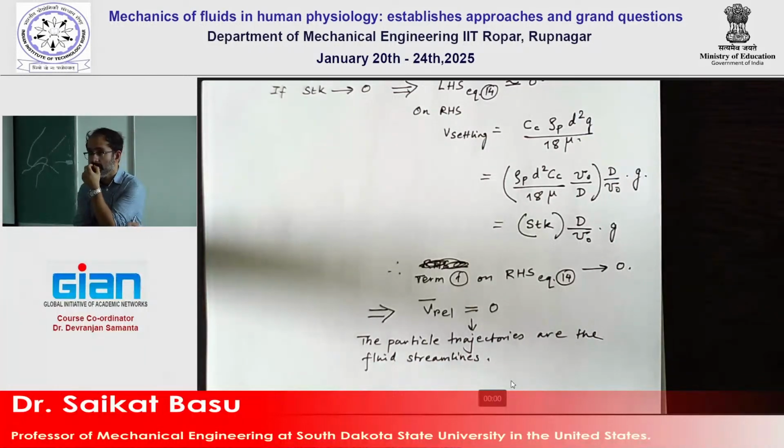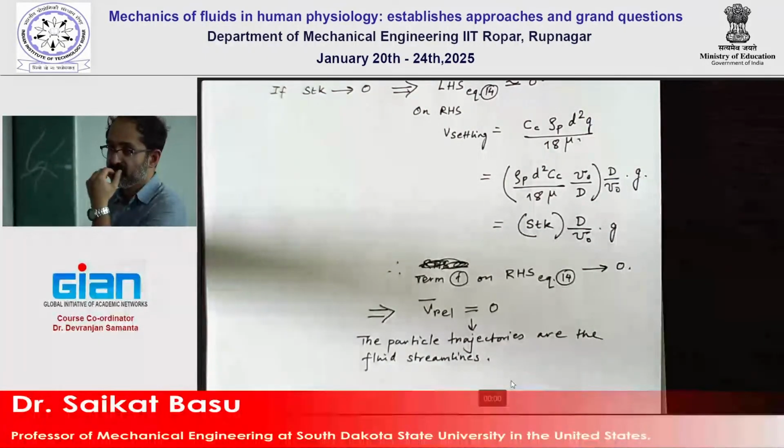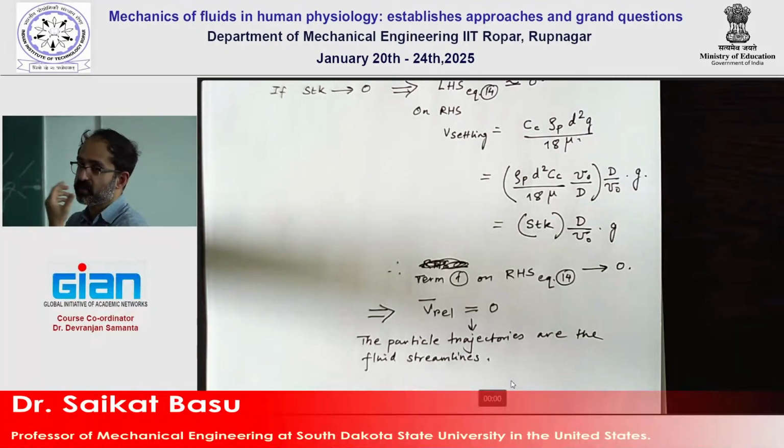So here the relaxation time is 0. Right, yeah. If you think about the Stokes number as another version of relaxation time, a non-dimensional version of relaxation time, the Stokes number will be 0 if the relaxation time is 0. So that's another way to think about it.